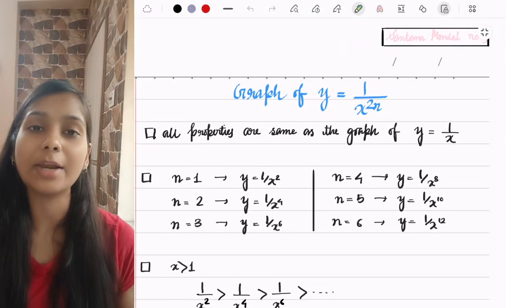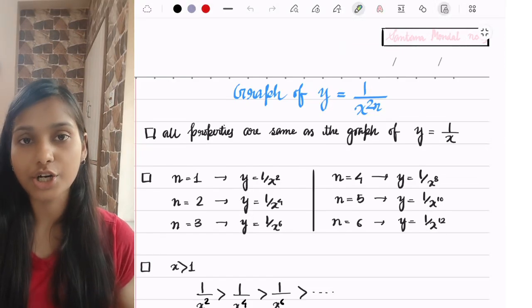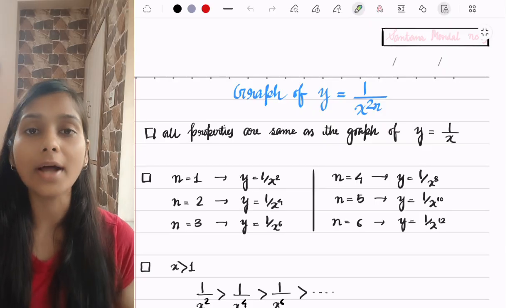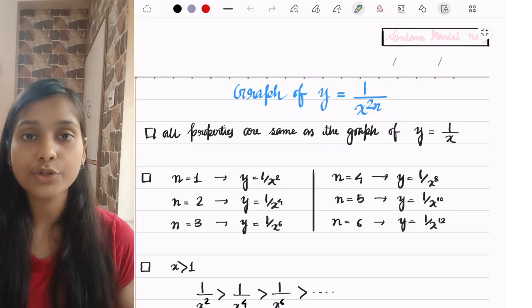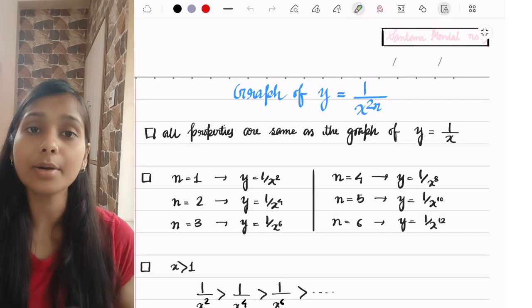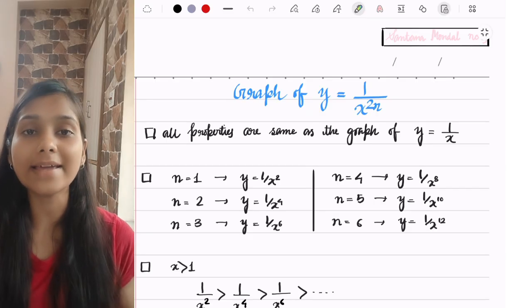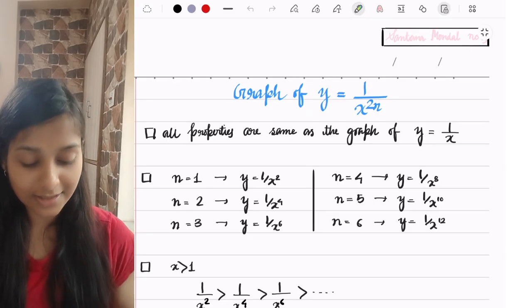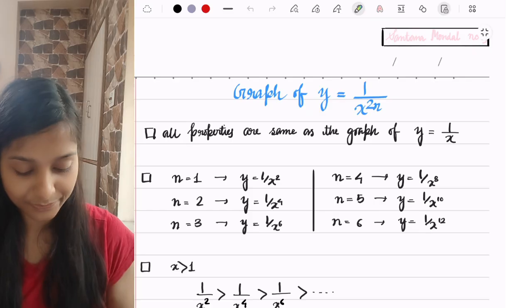In today's video, I'll be discussing another function, which is y equals 1 by x power 2n. This is a generalization of the graph of the form 1 by x square power n, that is, the different powers of 1 by x square. So, let us understand how this works.